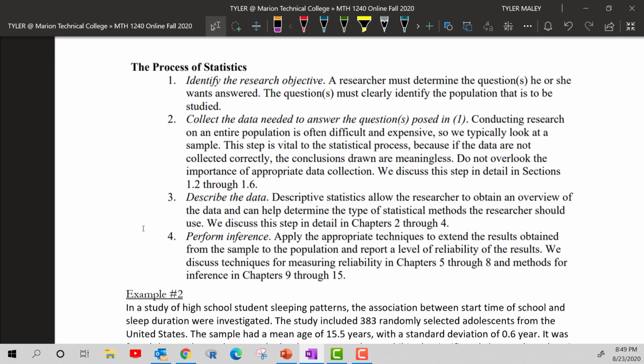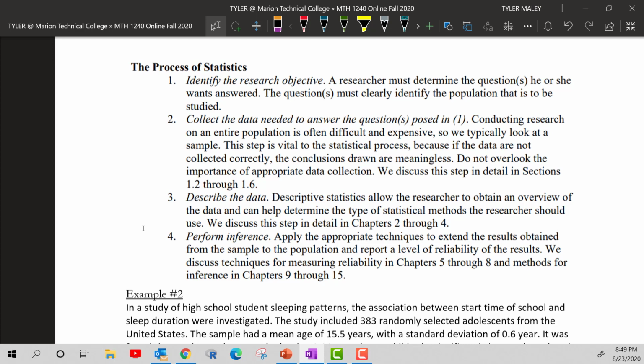Right? And then from there, we're going to look at how to describe the data. We're going to look at this in detail in chapters 2 through 4. Descriptive statistics allow the researchers to obtain an overview of the data and can help determine the type of statistical methods the researcher should use. Right, so there's our descriptive statistics.